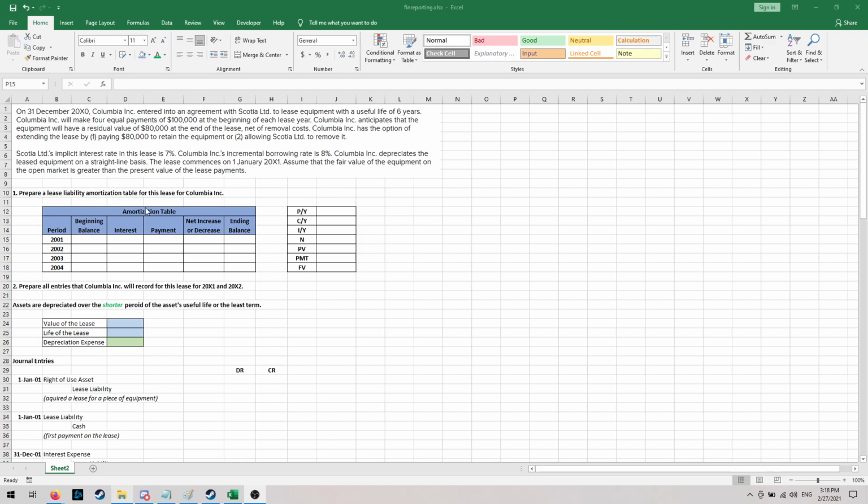First, to make an amortization table for the lease, and you can see I've transferred the table that they want out of Connect and into Excel. And next we're asked to do some journal entries for 2001 and 2002. You can see here that I've attributed real world dates to the interest and payment periods, just because I like to do that.